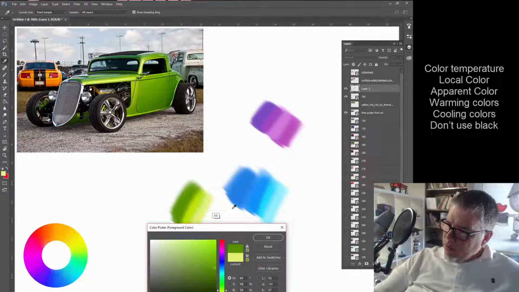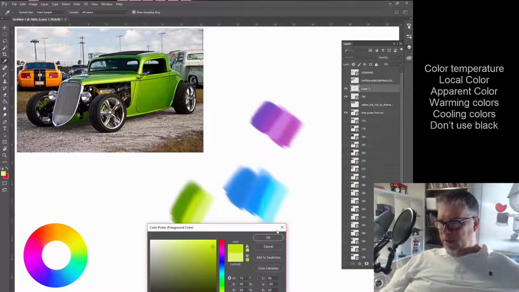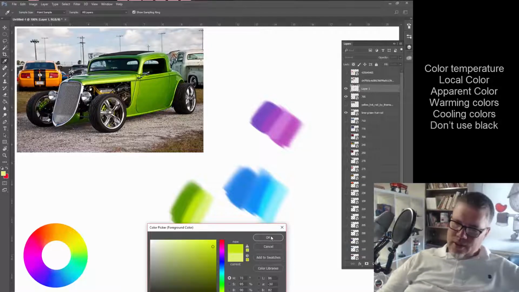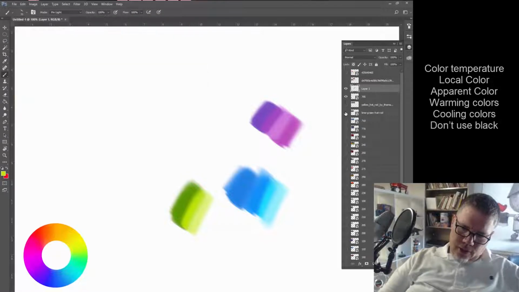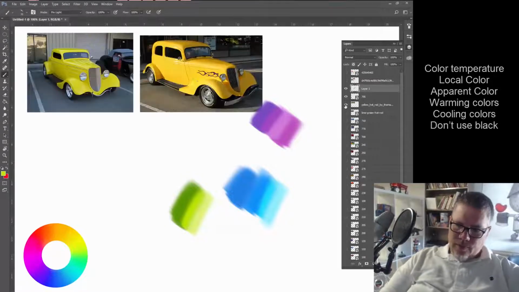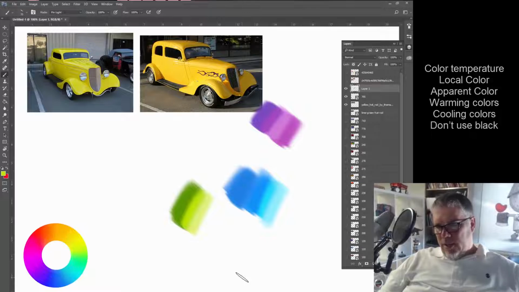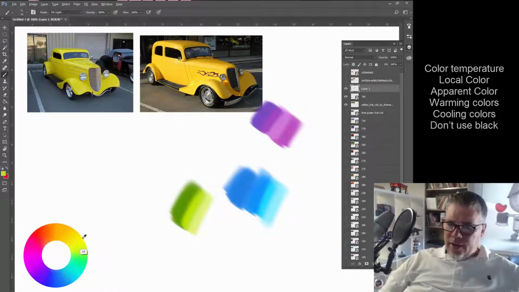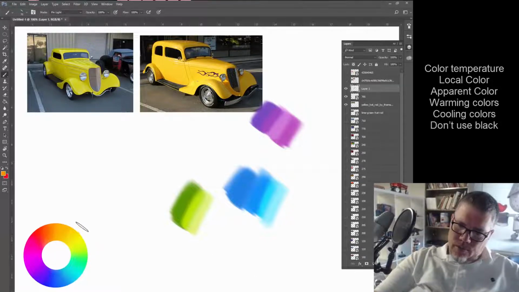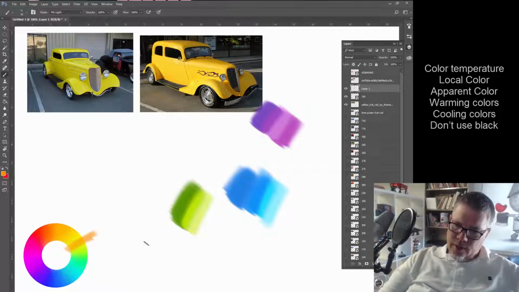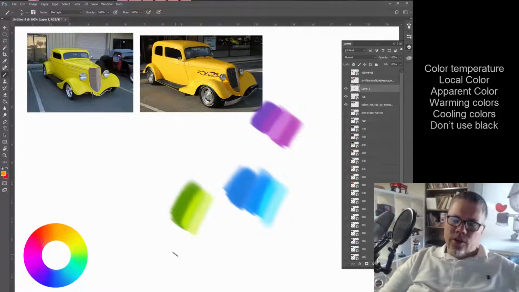Now the problem comes when you hit yellow. Yellow becomes a problem because yellow is the lightest on the spectrum, the lightest on the color wheel right there. And so there's really nowhere to go lighter. You don't want to go green. Green's the next color next to it, because then your yellow car is going to look green. You don't want to go orange, because orange is actually darker in value, and you're trying to lighten it up.